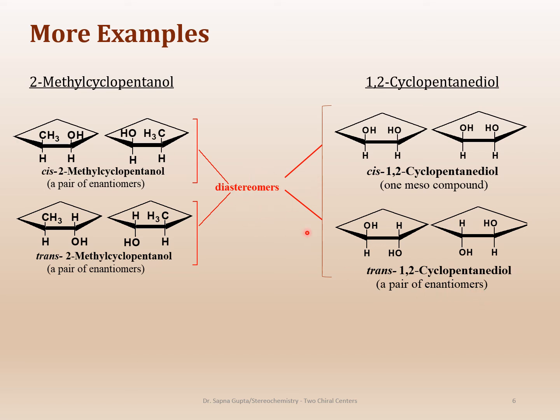These diastereomers that are listed over here, this is actually for each other, not between the two molecules, but the relationship between the cis and the trans 2-methylcyclopentanol, these are diastereomers, and then the relationship here between the cis 1,2-cyclopentanediol and the 1,2-cyclopentanediol which is trans, these are diastereomers. Okay, so enantiomers are mirror images, diastereomers are not mirror images.